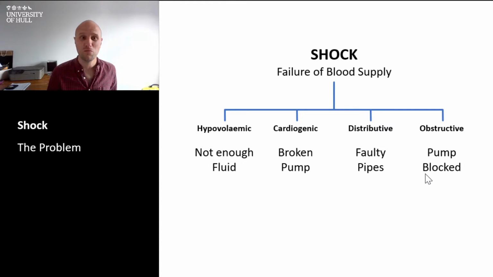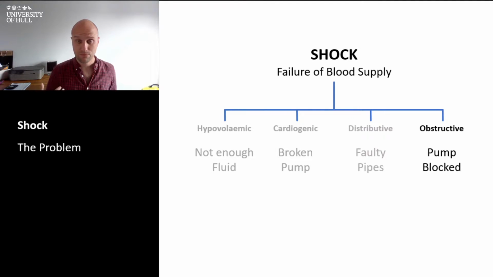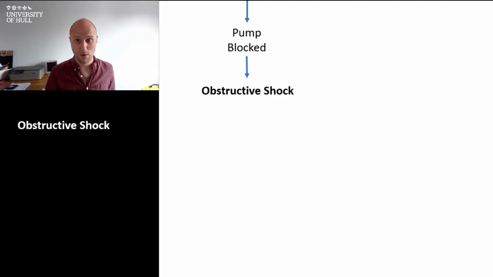So you'll recall from our previous tutorial that we've got broadly 4 categories of shock. Shock being that failure of getting nutrients and oxygen to the tissues and getting rid of all the toxins and carbon dioxide away from the tissues. And in this tutorial, we're going to be thinking about obstructive shock, whereby the pump is blocked somehow.